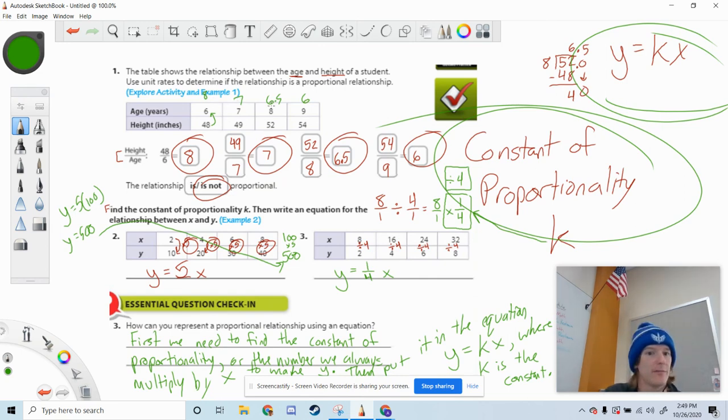Just divide. Make sure you do every single one, because this one might have been 8, this one might have been 8, this one might have been 8. But if this one's different, it's not proportional, okay? So as long as all of them are the same constant, then we're good. But if even just one of them is a different number, a different ratio when you divide, then it's not proportional.